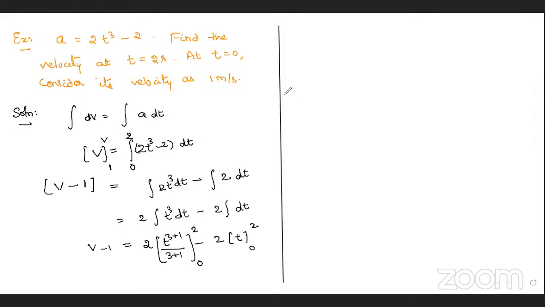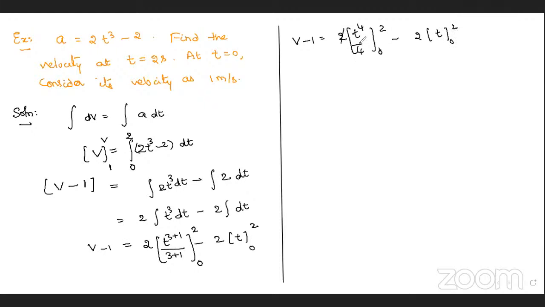Good. 5. Okay, all right, we will check now. We are almost coming to this. I think it is 5. V minus 1 is equal to 2 t power 4 by 4 in the limits 0 to 2, minus that is 2 t in the limits 0 to 2.